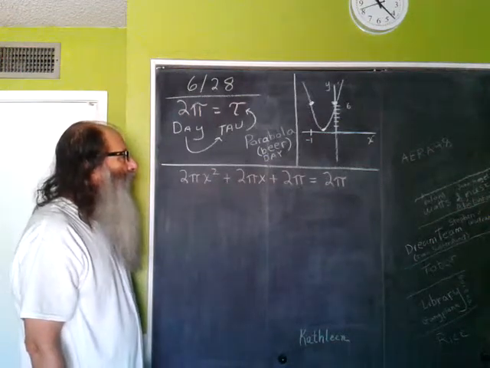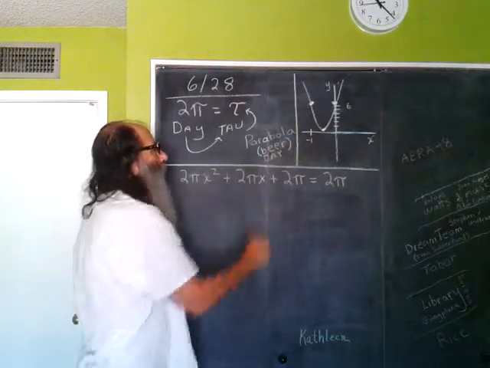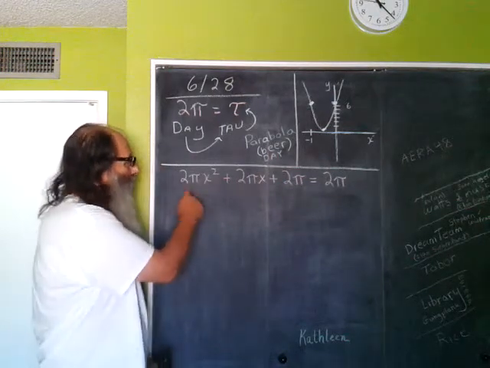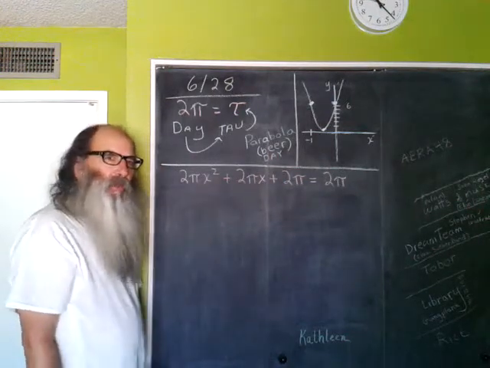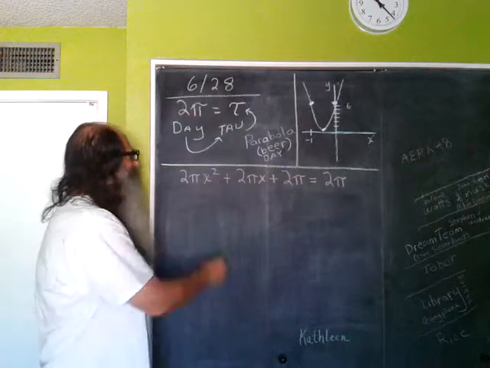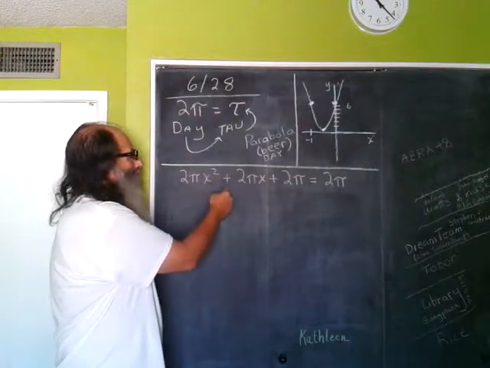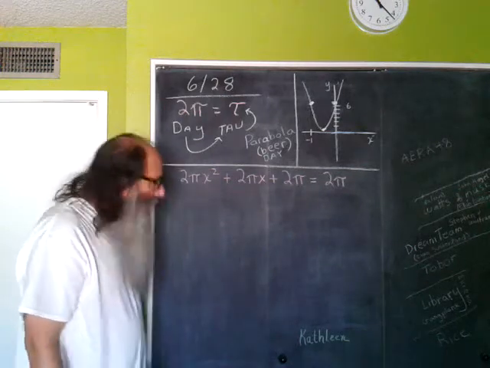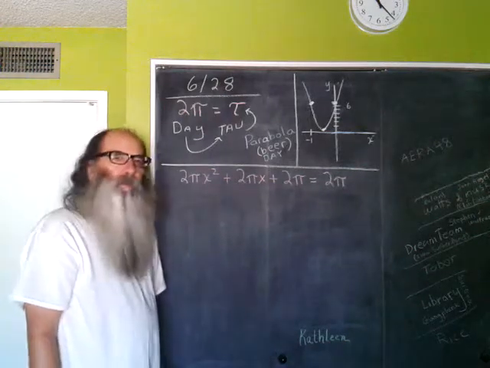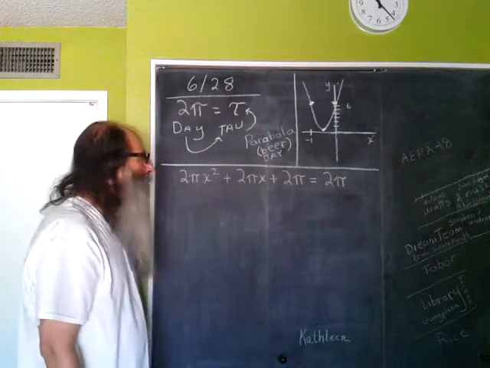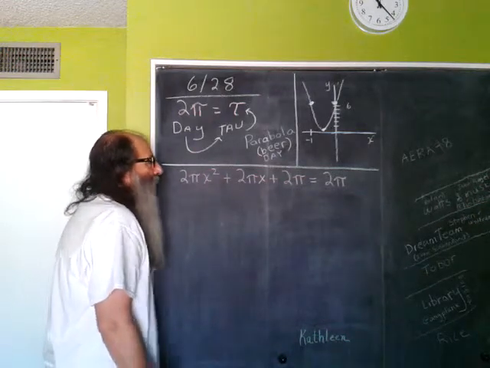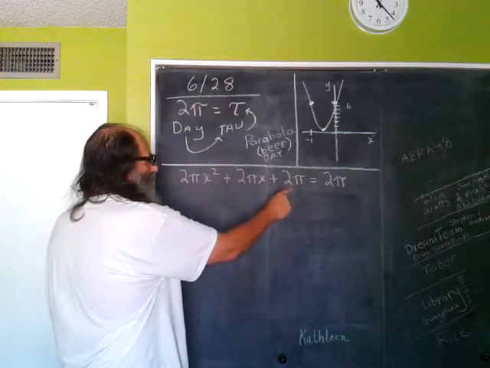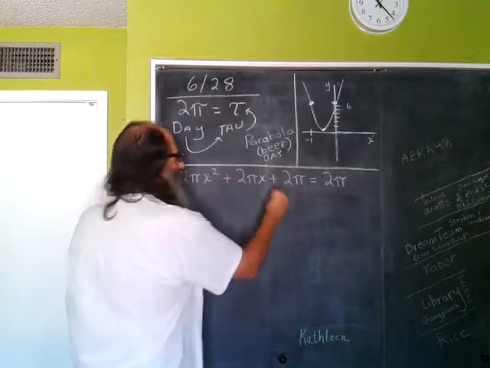So in order to produce a parabola graph, I came up with the quadratic equation incorporating 2 pi. So we have 2 pi x squared plus 2 pi x plus 2 pi equals 2 pi, and we need to solve for x. I'm going to get rid of that term right there. I'm going to subtract it away.